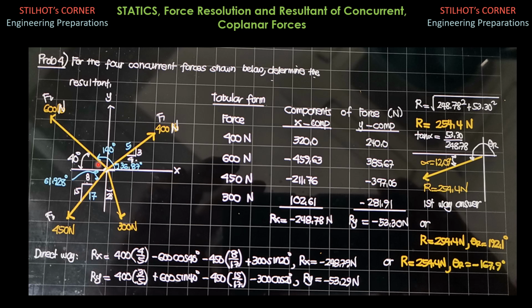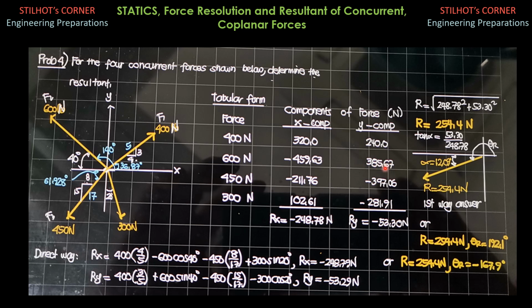Another way is to use the negative angle or clockwise angle. So it is 180 plus 40 is 220, negative 220. So it is also 600 cosine of negative 220. You will get that. While the y component may also be 600 sine of negative 220, and you will get positive 385.67.